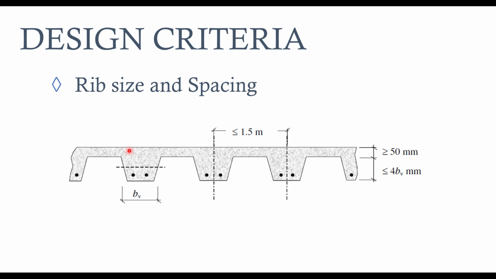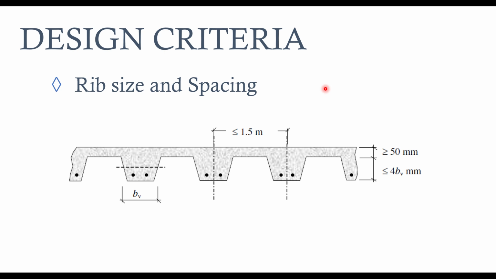Based on either the BS code or the Eurocode, the minimum size you can have for your rib is 125 millimeters, which is the same thing as 5 inches. So that is the minimum size you can have. Then let's go to the spacing. The spacing between your ribs, according to the code, should not be more than 1.5 meters. So 1.5 meters is the center to center spacing of your ribs. This is the maximum spacing that you can have.